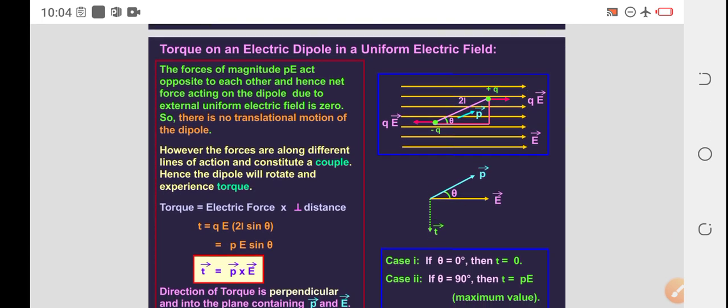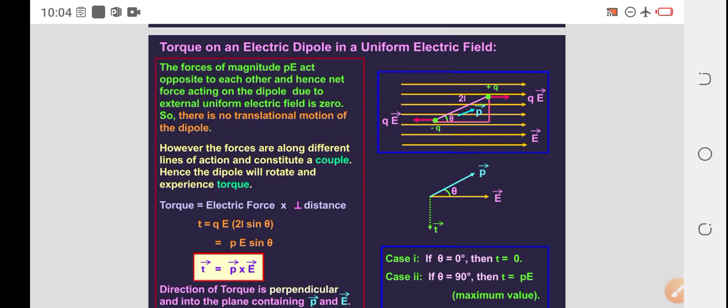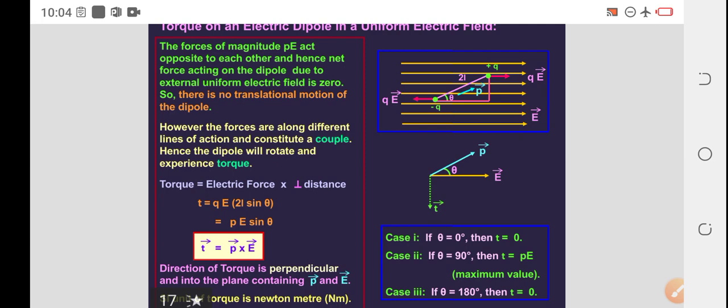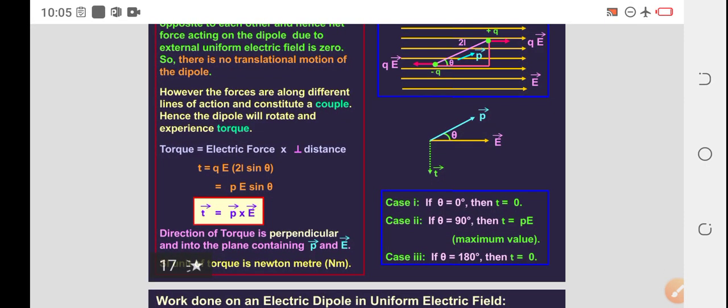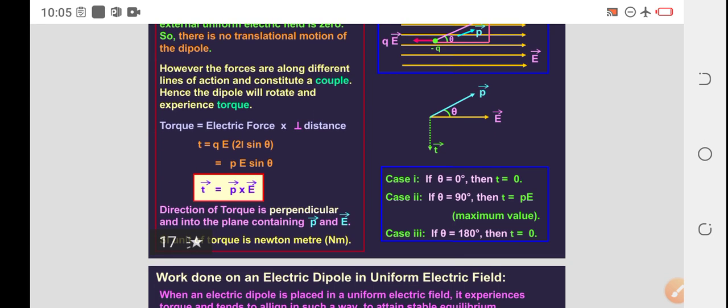And coming to another outline, that is torque on an electric dipole in a uniform electric field. Let's see the force in the electric field. The forces of magnitude pE act opposite to each other, and hence the net force acting on the dipole due to the uniform electric field is zero. Therefore there is no translational motion of the dipole. However, the forces are along different lines of action and constitute a couple. Hence the dipole will rotate and experience a torque. Therefore torque equals electric force into perpendicular distance.